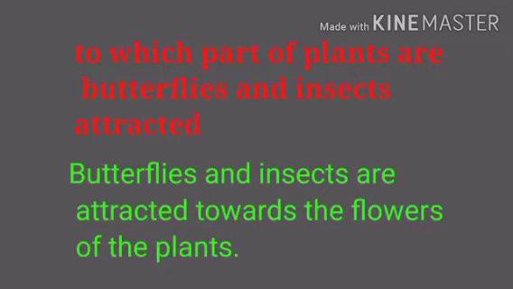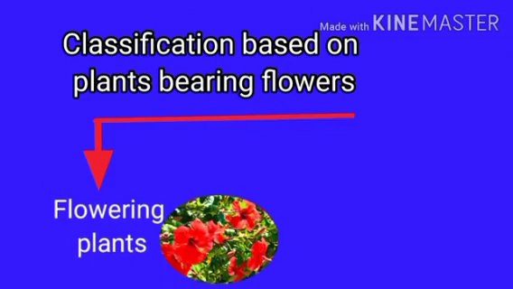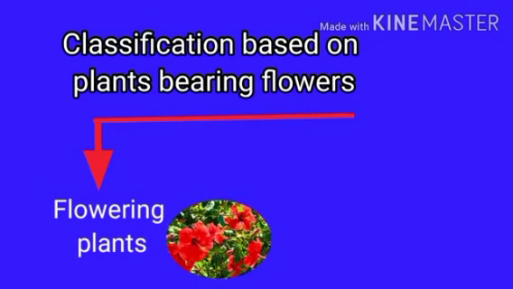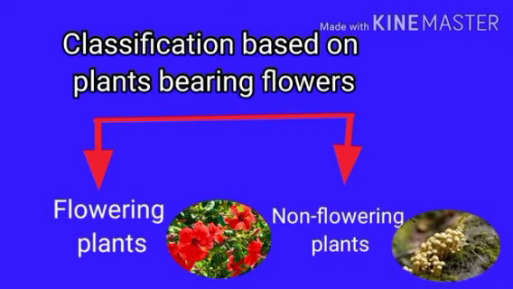Can you tell to which part of plants butterflies and insects are attracted? Butterflies and insects are attracted towards the flowers of the plants. Classification based on plants bearing flowers. Plants that bear flowers are called flowering plants, while the plants that never bear flowers are called non-flowering plants. Non-flowering plants may not have organs like roots, stems, leaves.